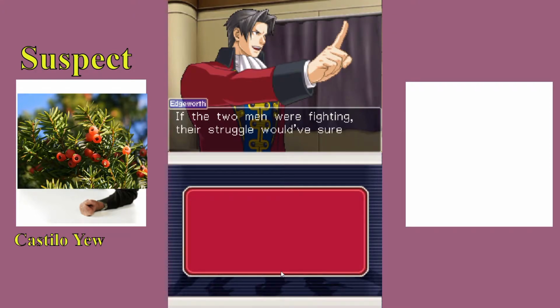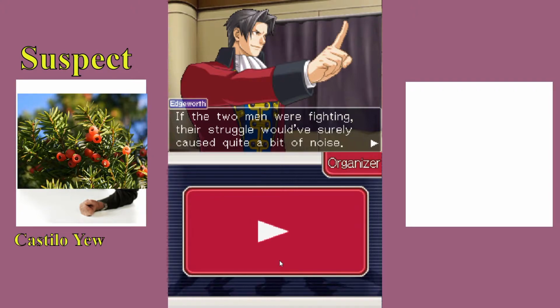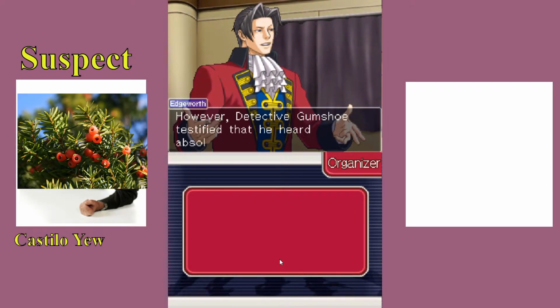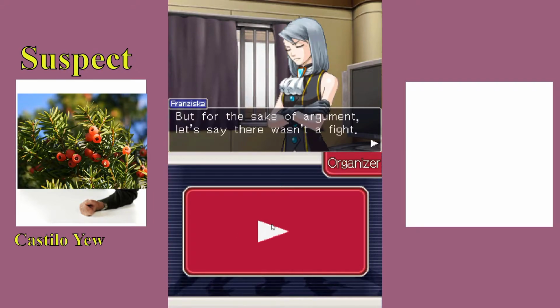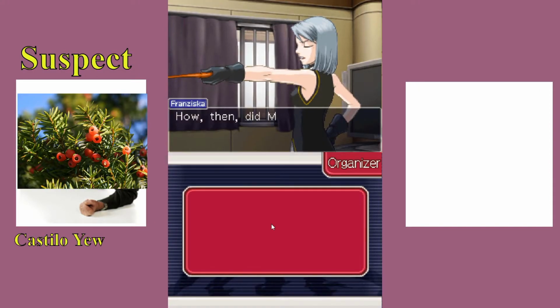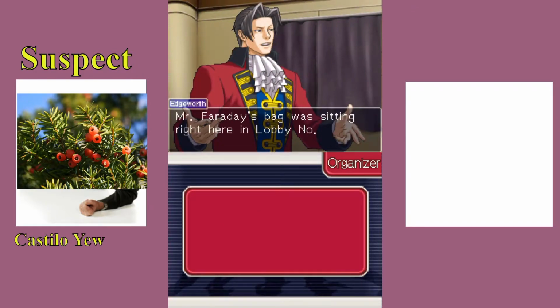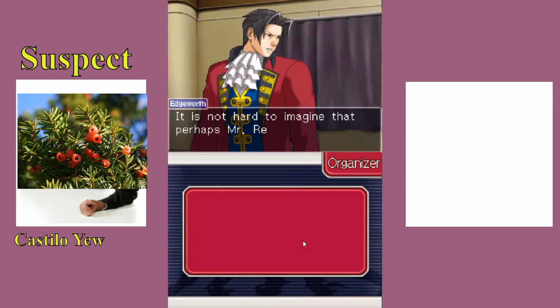If the two men were fighting, the struggle would have surely caused quite a bit of noise. However, Detective Gumshoe testified that he heard absolutely nothing. Ah, you place too much faith in that detective's testimony, you know. But for the sake of argument, let's say there wasn't a fight. How then did Mr. Rell get his hands on the knife? Mr. Faraday's bag was sitting right here in lobby number 2. It is not hard to imagine that perhaps Mr. Rell saw a chance and took it out at some point.